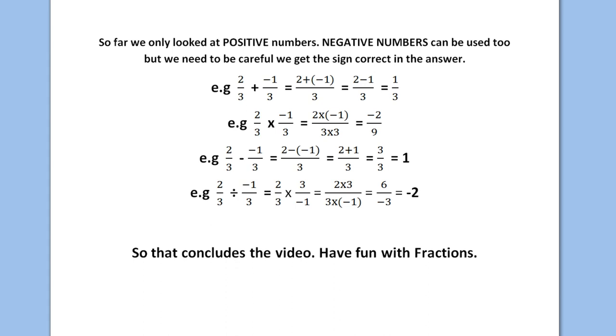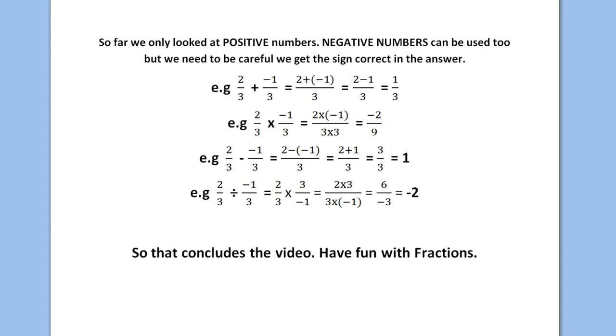Notice when we add a negative number, all we're really doing is subtracting. So 2 plus negative 1 is the same as 2 minus 1. 2/3 times negative 1 over 3 equals 2 times negative 1 over 3 times 3 equals negative 2 over 9. So the 9 is very straightforward, but we just need to be careful with the minus 2 on the numerator. So a positive number times a negative number equals a negative number. So that's why we have a minus 2 there.